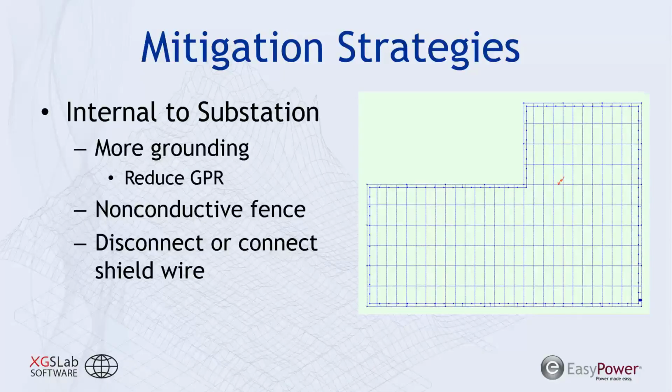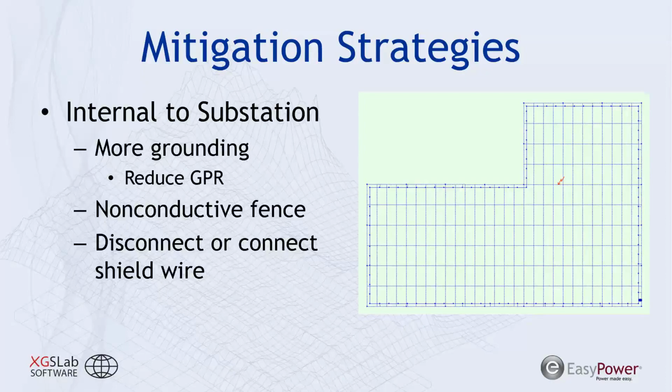Another option to consider is either disconnecting or connecting your shield wires or neutrals. And what you can do when you connect a shield wire or distribution is that you can lower your ground potential rise at your grounding system. And that's a benefit for reducing transfer voltage hazards.